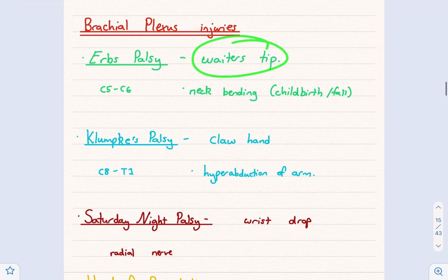This looks like Waiter's tip. So what Waiter's tip looks like is your arm is basically at your side, your palm is facing back, so it's pronated, and then your wrist is flexed. So it looks like you're looking for someone to just put a bit of money in your hand as you're walking away, i.e. a Waiter's tip. The way you get this is from your neck bending.